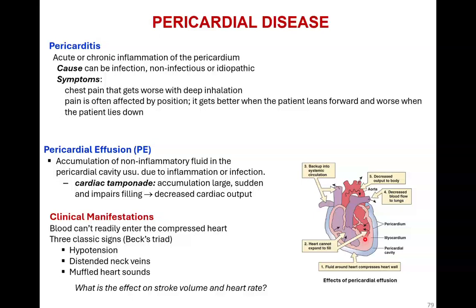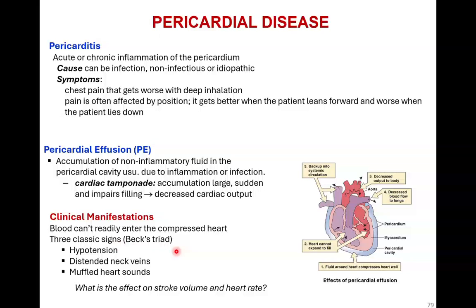That's compressing the heart. There are three signs that are usually characteristic of cardiac tamponade, and they're called Beck's triad. One is hypotension. Why would that lead to hypotension? What determines your blood pressure? Your blood pressure is going to be determined to some extent by your ejection fraction and your stroke volume. So because there's decreased forward flow from the left side of the heart, then you're going to have hypotension.